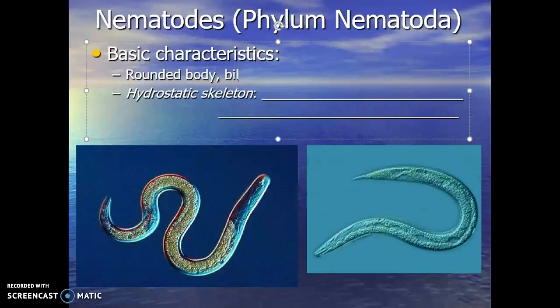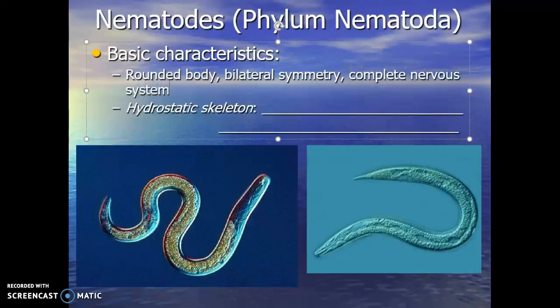They have bilateral symmetry, and they will have a complete nervous system and complete digestive tract. So as we're moving through these phyla, we're increasing in the complexity of the animal.